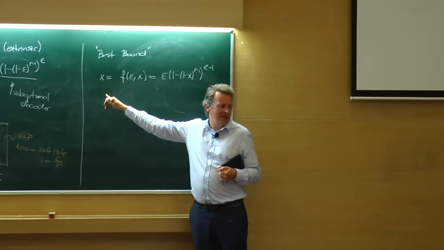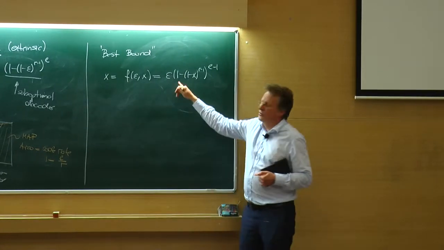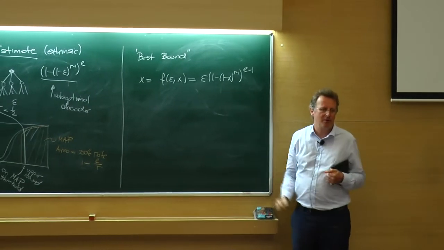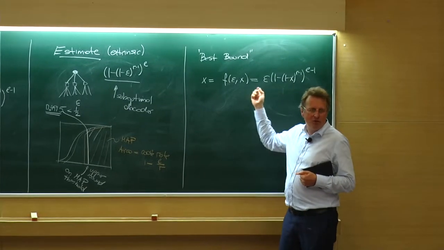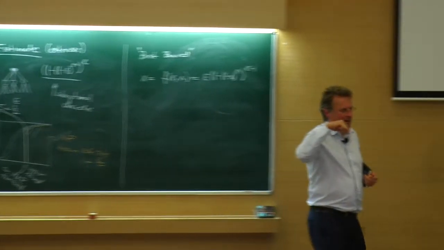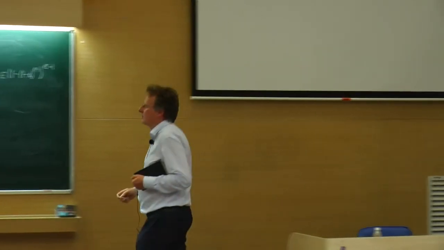Now, in general, even for these very simple regular codes, it doesn't look like it's easy to solve for x here, right? Because in general, this will be polynomials. But it's trivial to solve for epsilon, right? So instead of looking for an x for an epsilon, let's look for an epsilon for an x. And that's, of course, trivial.